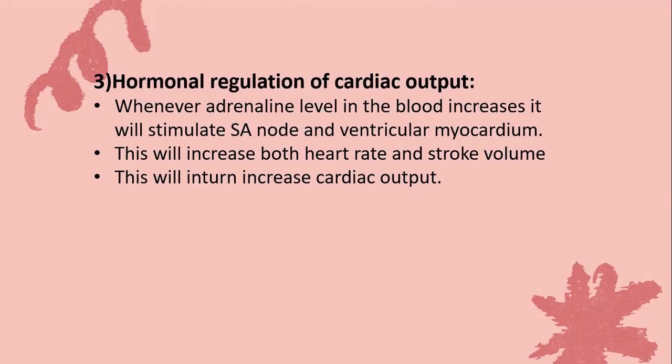The third one is hormonal regulation of cardiac output. Whenever the adrenaline level in blood increases, it will stimulate the sinoatrial node and also the ventricular myocardium. This will increase both heart rate and stroke volume. When both heart rate and stroke volume increase, it will inevitably increase the cardiac output.